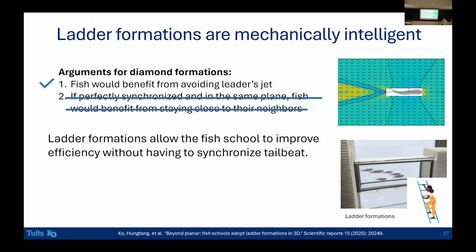If I want to synchronize my tail with my leader, but my leader is trying to synchronize the tail with another fish, then the synchronization all of a sudden becomes almost impossible. And we think that's why fish prefer this formation that is both hydrodynamically efficient and also, in a control sense, more realistic.